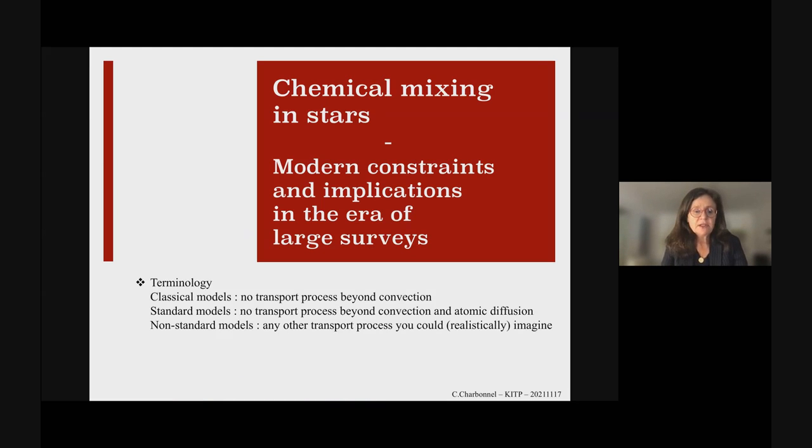So just to start, a little bit of terminology. What we usually call classical models are the models that include no transport process beyond convection. And what is called standard models are the models which also include atomic diffusion. And the non-standard models are all the rest. So when you include any kind of transport process you can imagine.